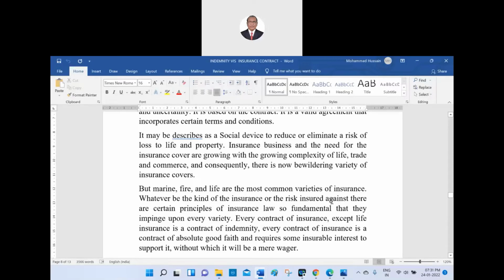So the insurance business and the need for insurance cover are growing with the growing complexity of life, because now life is very miserable. When you go on the road, we don't know if you will come back safe. Are you following me? Yes, sir. If you are going on your own side, but a person coming from behind hits you, no fault of yours, you will die or be injured. At that instance, we cannot determine the complexity of life, and of trade and commerce, and consequently there are a lot of chances for injury and casualty also.